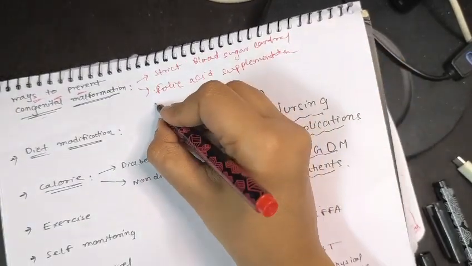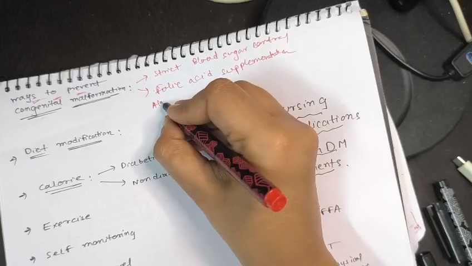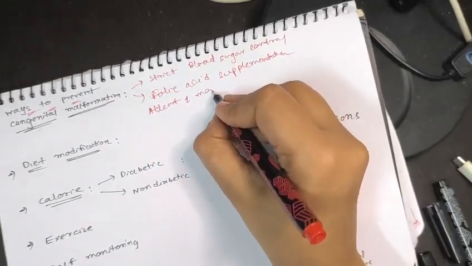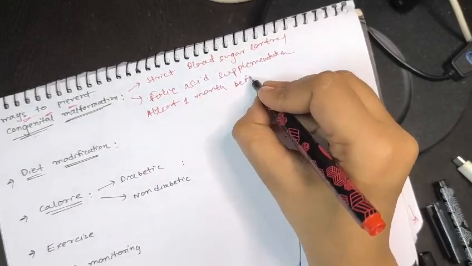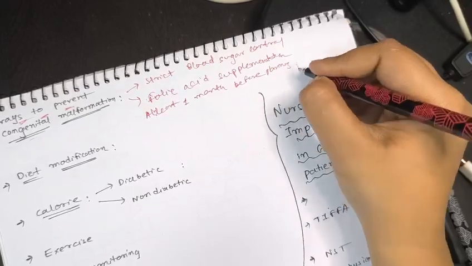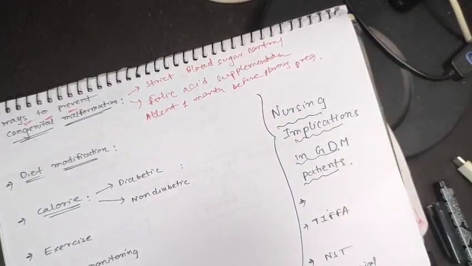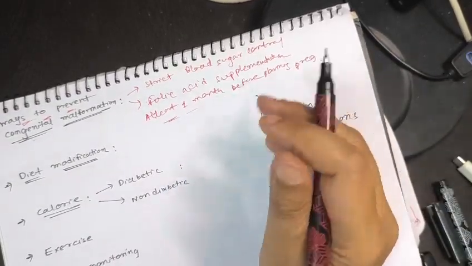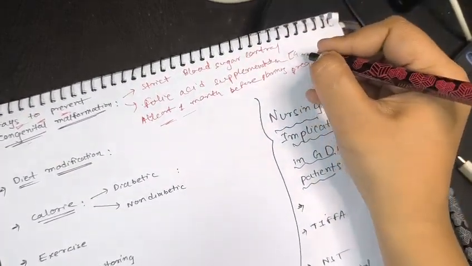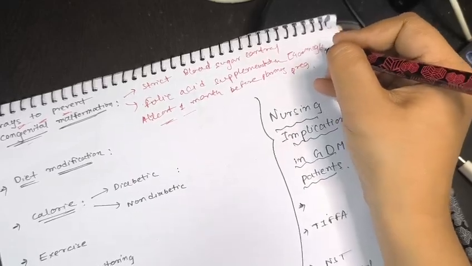early, at least 1 month before planning pregnancy. Ideally it is 3 months before planning pregnancy, but okay, you can advise her to start from 1 month earlier before planning pregnancy. 400 mcg per day.